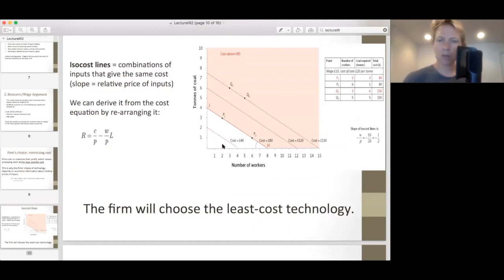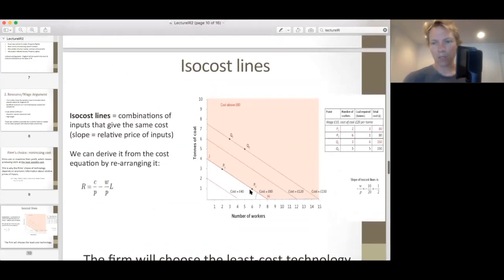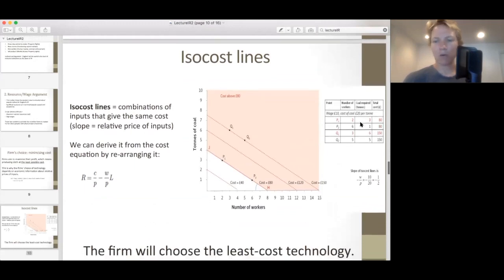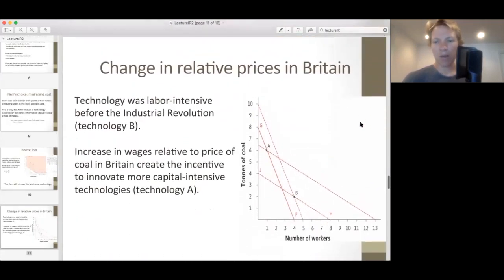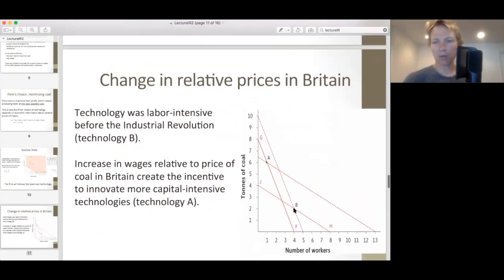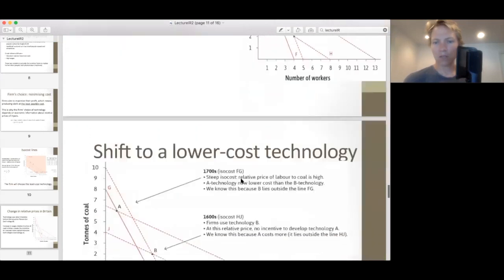So I could use a lot of coal and a little bit of workers, or a lot of workers and a little bit of coal. That's going to cost the same. Okay, so here we can see P1 where I'm using 2 workers and 3 coal costs me 80. If I use 6 workers and 1 coal, it costs me 80. We're assuming that it's 10 pounds per worker and 20 pounds for the coal. And so basically what happens is England in the Industrial Revolution goes from B to A. So this line you can see is really steep. That's essentially because the wage of workers has increased, and it's increased the slope of this line.